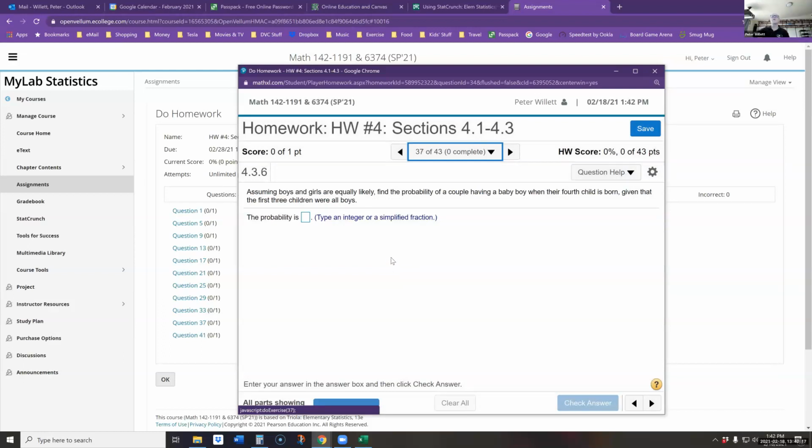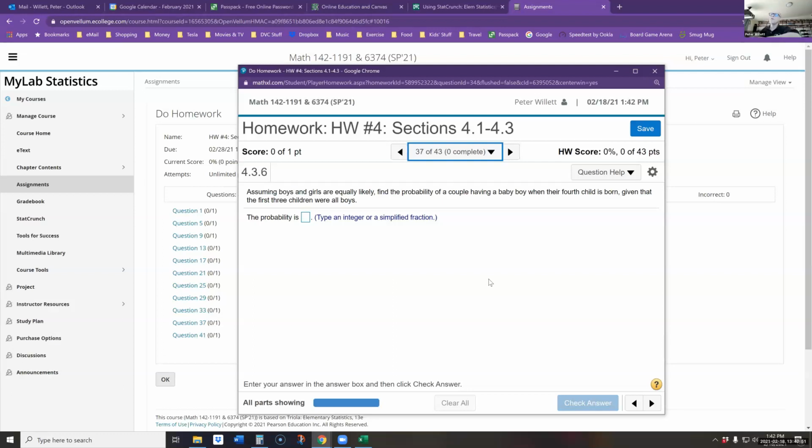Assuming boys and girls are equally likely, find the probability of a couple having a baby boy when their 4th child is born, given that the first 3 children were all boys. So this is a problem to not only illustrate what was discussed and what we've been looking at in this section. This is 37 from your homework. But it's also designed to illustrate that there's a common sort of misunderstanding of probability that a lot of people have.